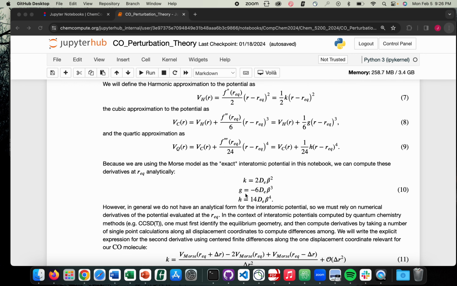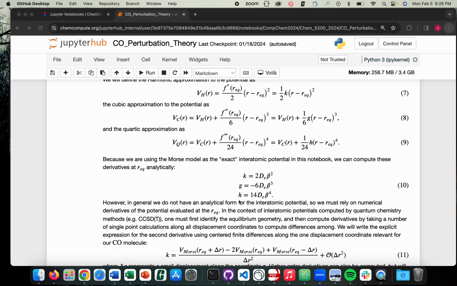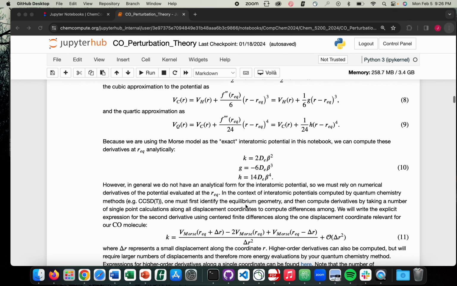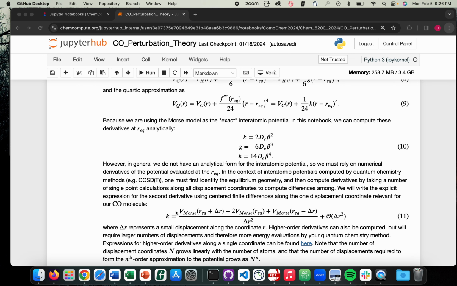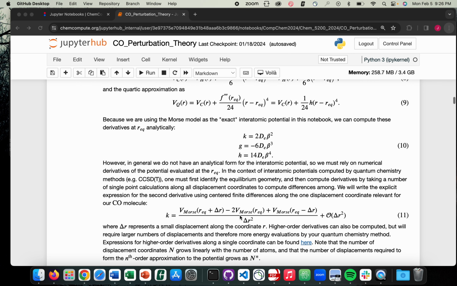And if I think about approximating the Morse model in this Taylor expansion, I can actually write down these different harmonic, cubic, and quartic coefficients analytically. But I may not be able to do that because, again, I may be sampling some quantum chemistry potential, and then I'm going to have to approximate these derivatives using something like finite difference methods. And this is an expression, for example, for the finite difference approximation for the second derivative of the potential.